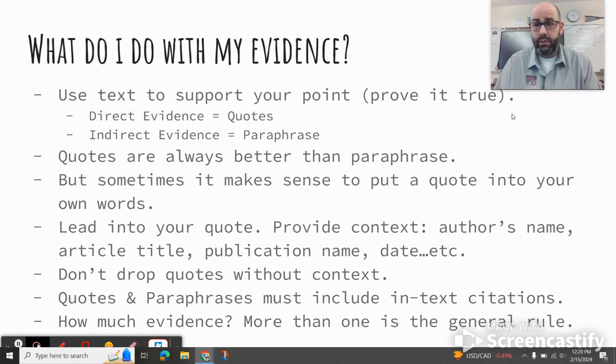I feel like quotes are better than paraphrases. I try to save my paraphrasing for really long things. I feel like if something is really important and I want to put it in my paragraph, then I'm actually going to quote it.